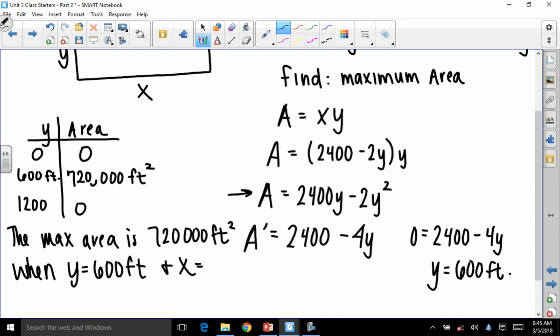And how can we figure out what x would be? There's a couple ways. You know the area, right? How do you get area? Length times width, right? So couldn't you take the 720,000 and divide it by 600 and that would tell you what the width would have to be? Or you could go up to that perimeter function. Either way. Somebody tell me what x has to be. I think it's 1,200. Yes. Good.